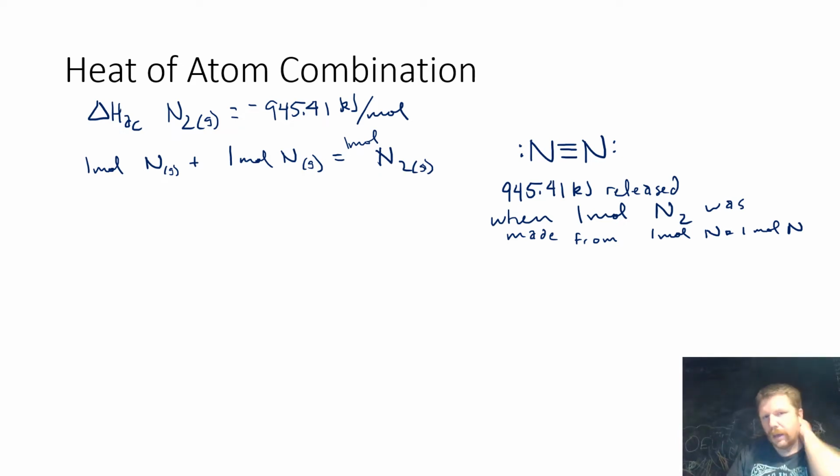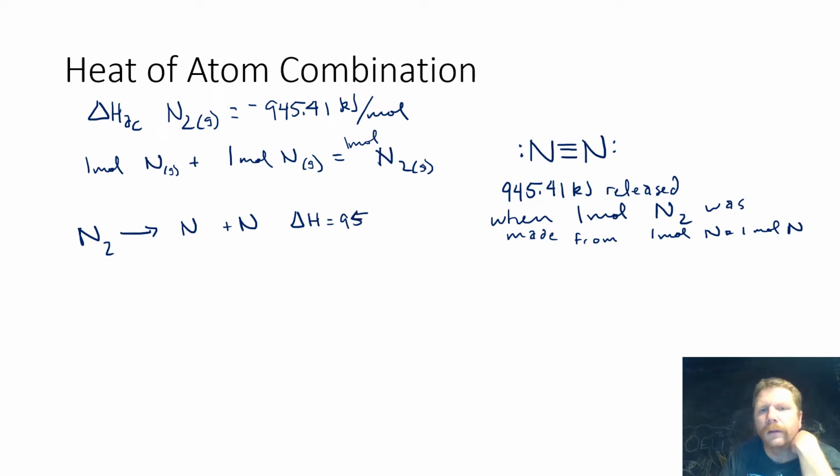Well, the exact opposite of that is also true. So if you go from N2 to N plus N, you're going to have a delta H for that, which is 945.41 kilojoules per mole. So you're going to have to input that energy to break that N2 up into N plus N. Okay, so the important thing is the sign of that.